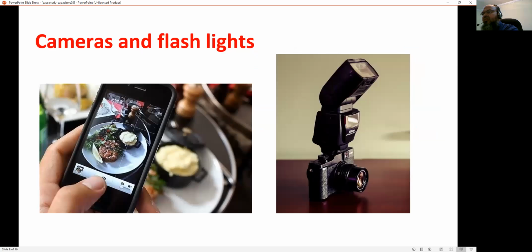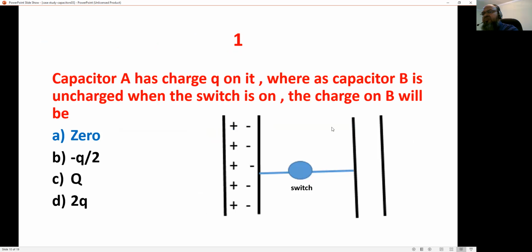Cameras and flashlights use capacitors. A camera's touch screen is made up of capacitors. That's why it is also called a capacitive touch screen, and in the flashlight also capacitors are used. Now you see that you have come across all the basics of capacitors, and you have revised all the things related to capacitors.